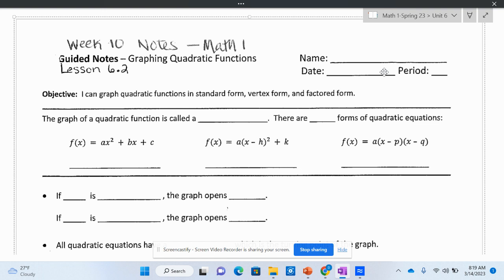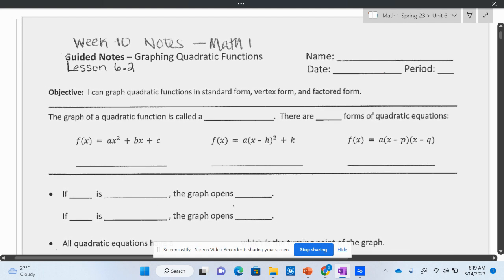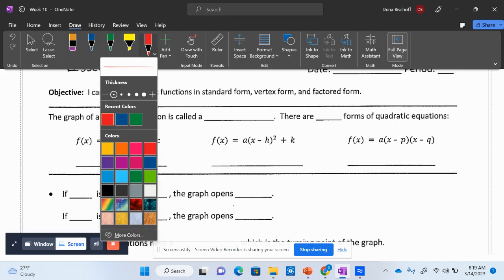We're not really going to do vertex form. I'm going to cross that out. You'll do that in math too. But we're going to graph it in standard form and in factored form. So we're not going to use the vertex form. So I'm going to cross this out.